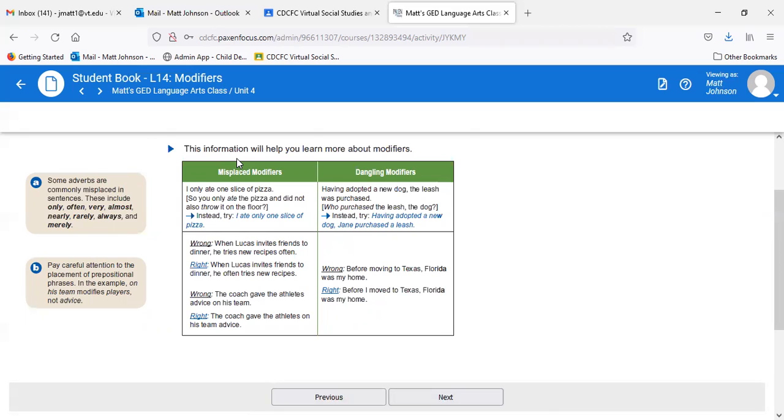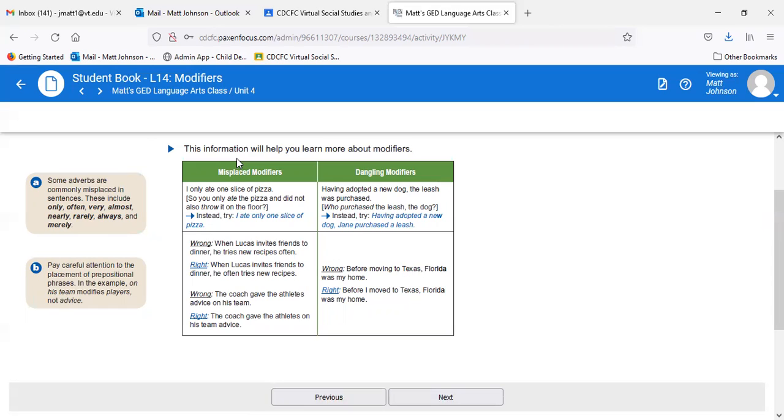A dangling modifier: having adopted a new dog, the leash was purchased. In this case, it confuses who purchased the leash. It doesn't point to the person that purchased the leash. So you replace that with: having adopted a new dog, Jane purchased a leash. You have to make sure that you have that additional word there to give the reader the information to understand who is purchasing the leash.